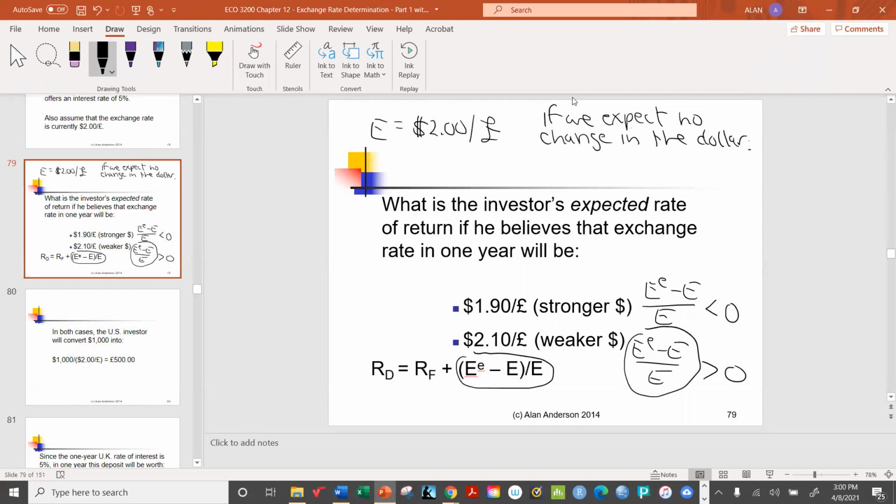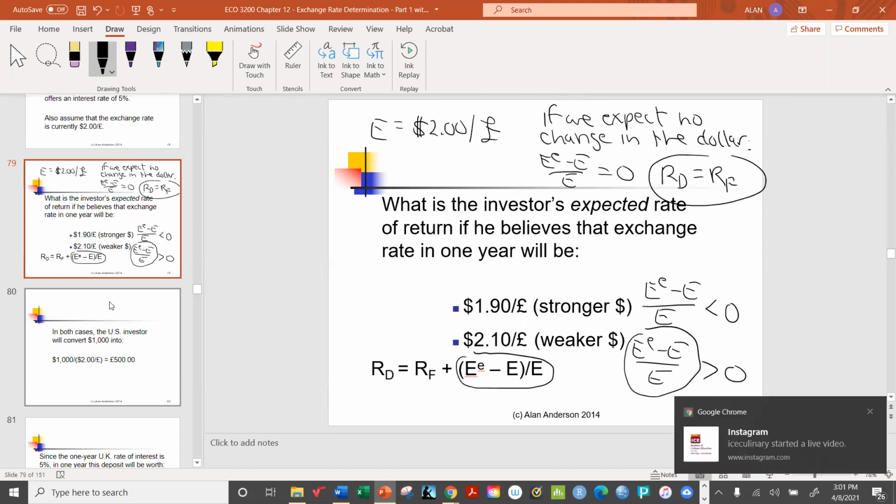That would mean that this expression would equal zero, and then the return to the two countries would just be equal. So we don't expect any change at all. That means we may as well just keep our money wherever it is. There's no point in shifting it back and forth between the two currencies. So you can see how if our expectations change, that might trigger a switch between one currency and the other. And we'll see several examples of that as we go along.